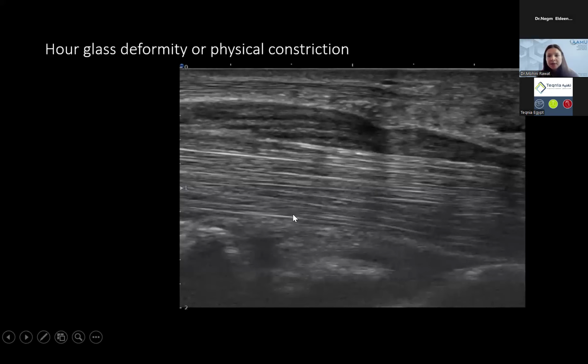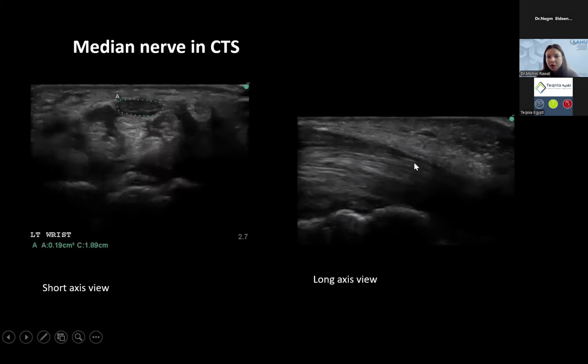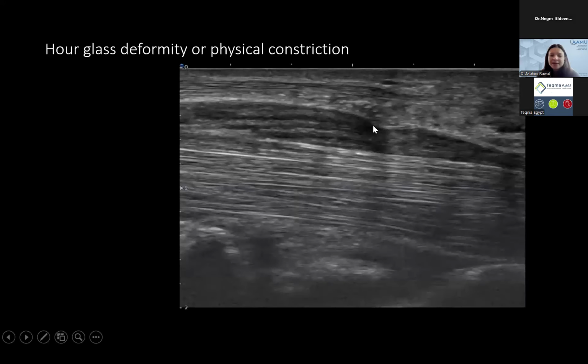Here is another example of constriction, but you can see this is much more subtle compared to the previous one. If you see that there's a sudden drop in the caliber of the nerve, so there's sudden flattening here. But here there is flattening, but it's constriction. So this would be something you may see early on.